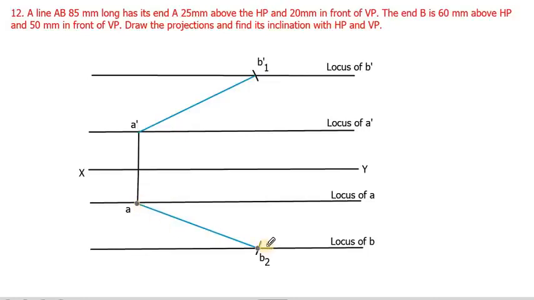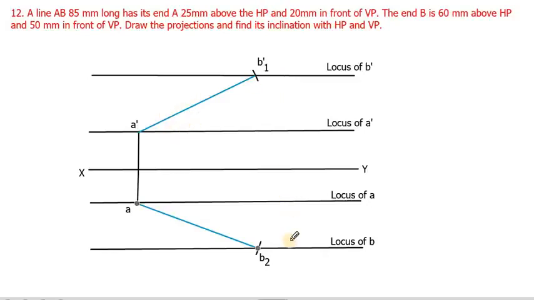Similarly, join A and B2 to get the true length line with VP. If you measure this angle, it will be the inclination with HP. If you measure this angle, it will be the inclination with VP. That is our answer. Even though we have calculated the answer up to this step.